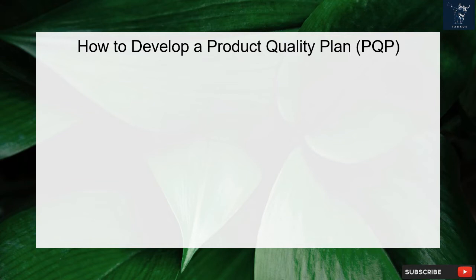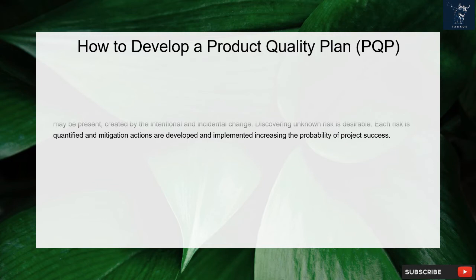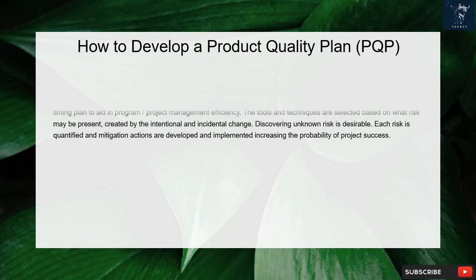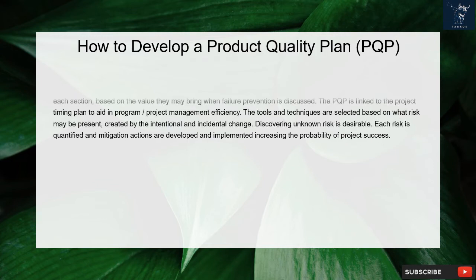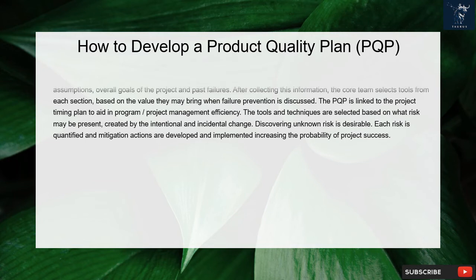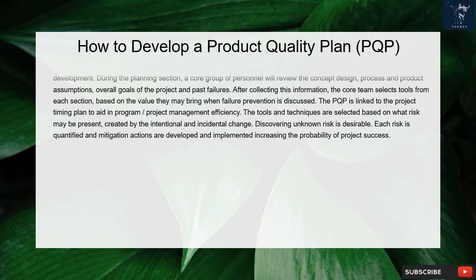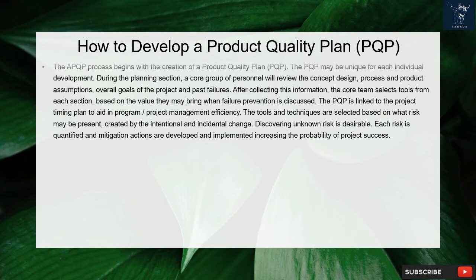The tools and techniques are selected based on what risk may be present, created by the intentional and incidental change. Discovering unknown risk is desirable. Each risk is quantified and mitigation actions are developed and implemented, increasing the probability of project success.